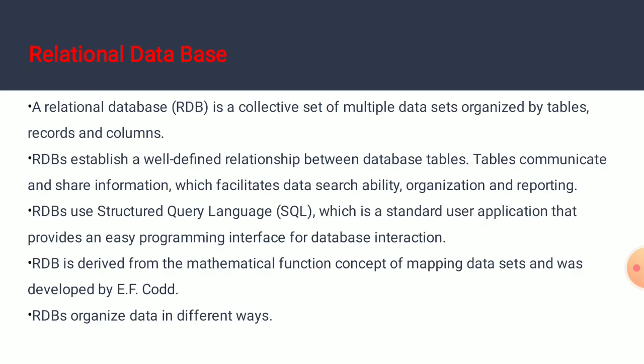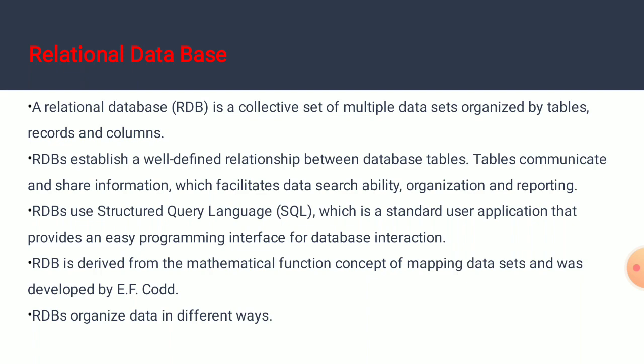Now we discuss the relational database. Relational database is a collective set of multiple data sets organized by tables, records, and columns. Relational database establishes a well-defined relationship between databases or tables. Means we have various types of tables, and if we want to connect these tables, then we require a relational database. Tables communicate and share information which facilitate data searchability, organization, and reporting.